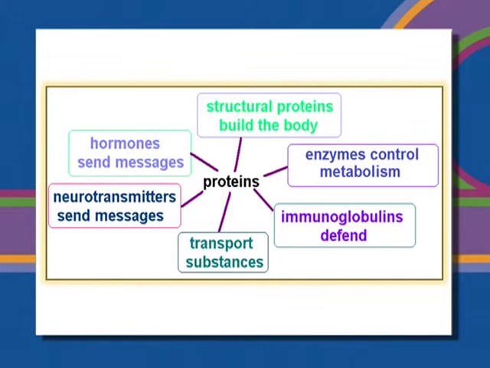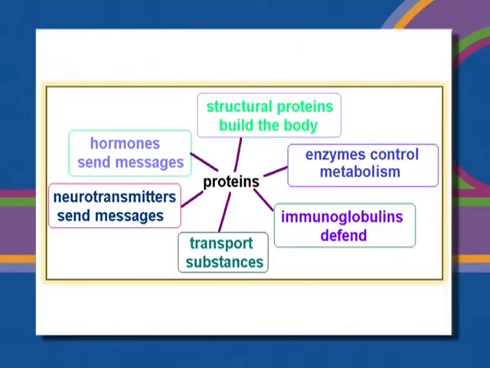Enzymes are very important proteins that control metabolism. Immunoglobulins defend the body. Proteins are transport substances in some instances. For example, hemoglobin in your blood is a protein molecule. Some neurotransmitters that transmit messages from one nerve to another are proteins. And finally, hormones are proteins.